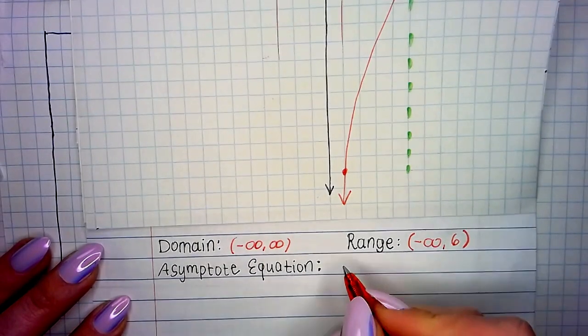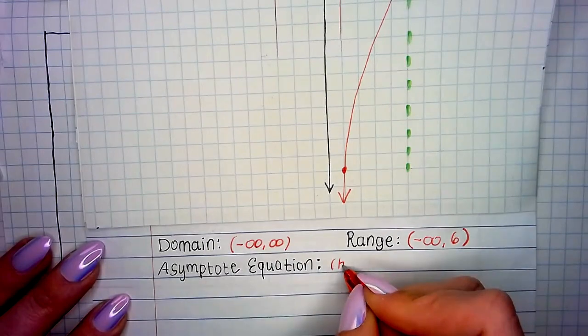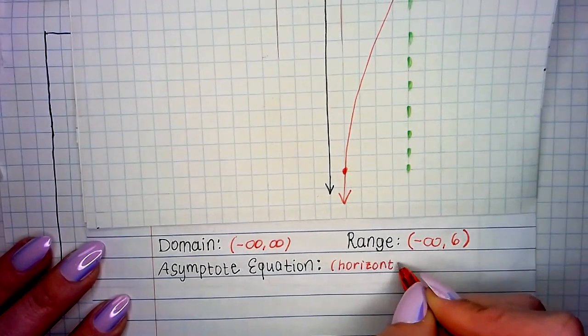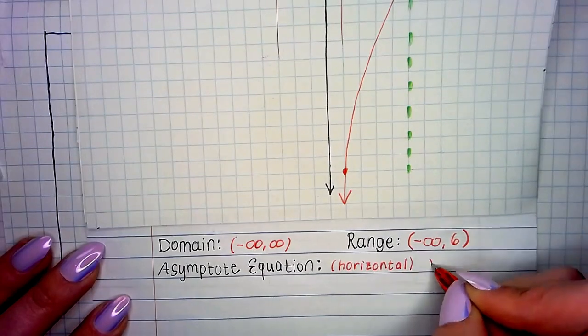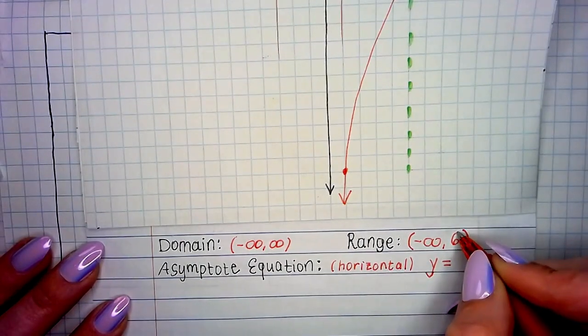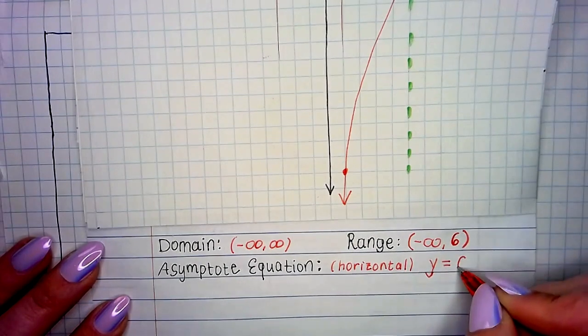My asymptote equation, what kind of asymptote is it? Horizontal. And the equation of all horizontal lines is always y equals something. And what does y equal? That thing we can't touch, 6.